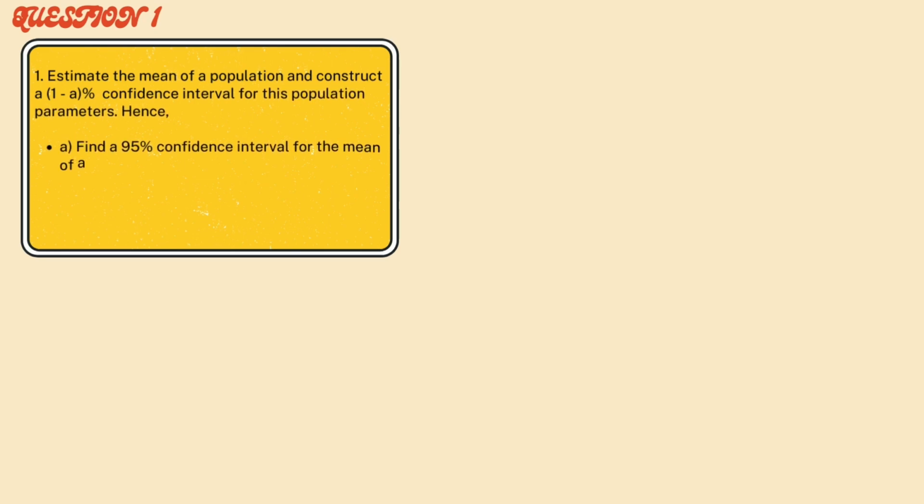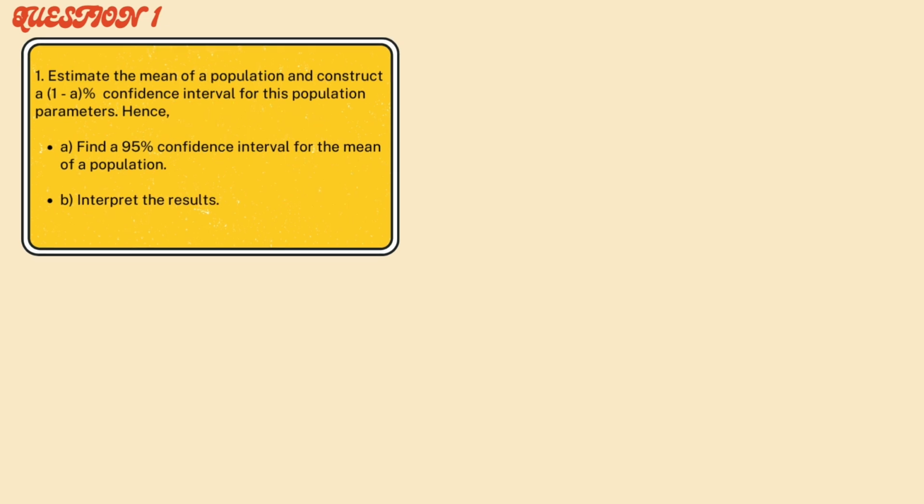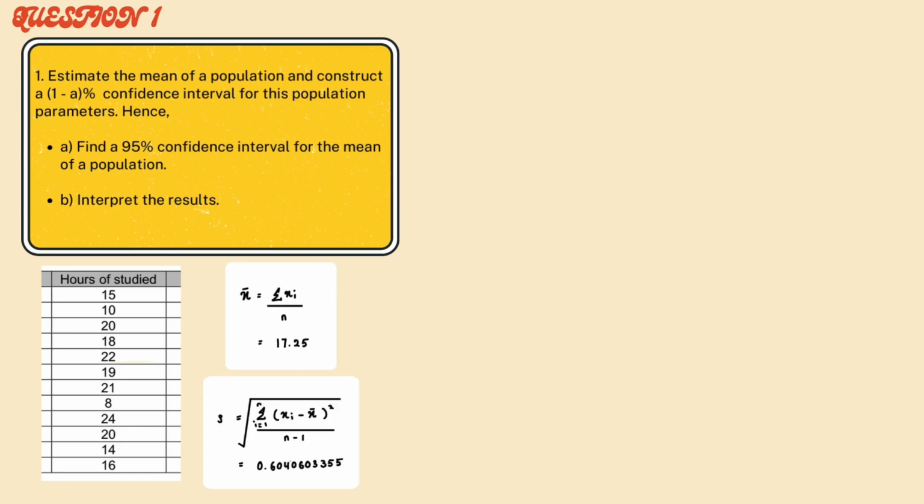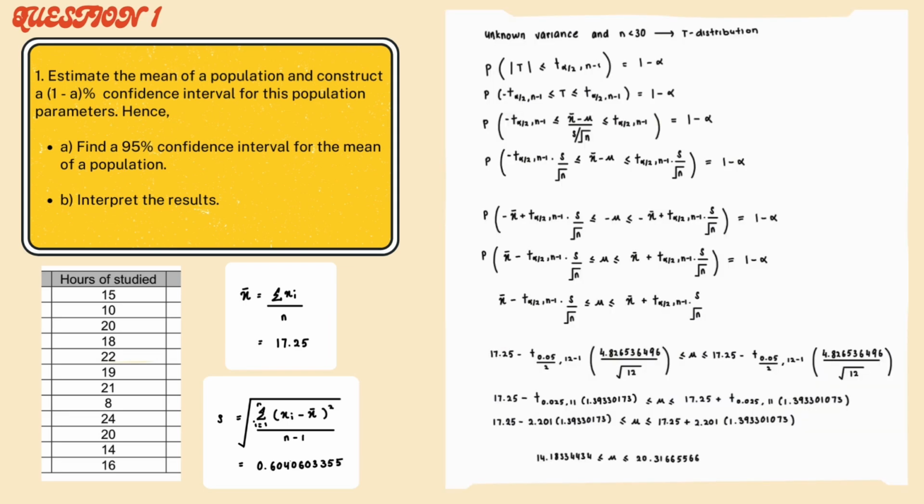Hence, A. Find a 95% confidence interval for the mean of a population, and B. Interpret the results. The population that we chose is hours of study, where n is 12. First, we can find x bar and standard deviation using the formula or directly from the calculator. Since the variance is unknown and n is less than 30, we will construct it using the t-distribution.